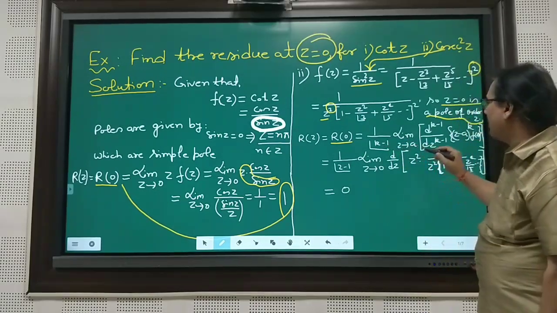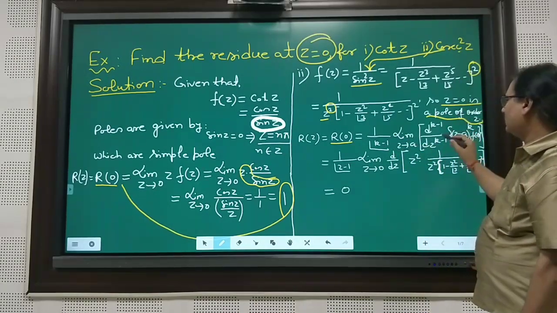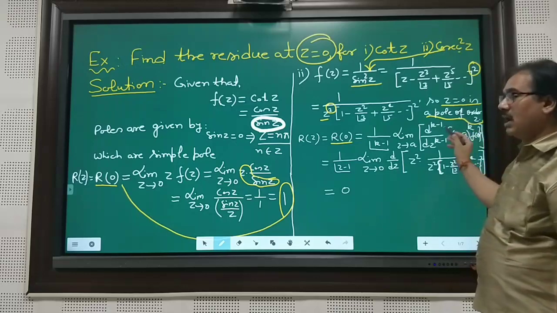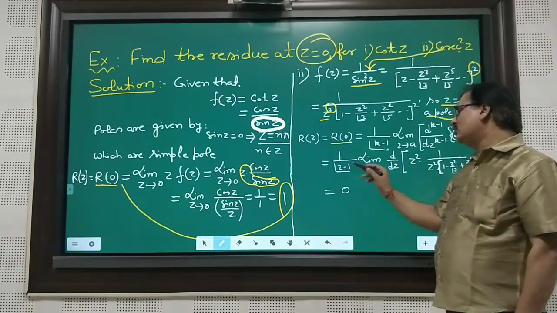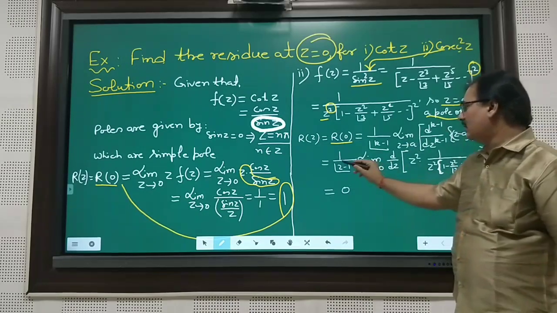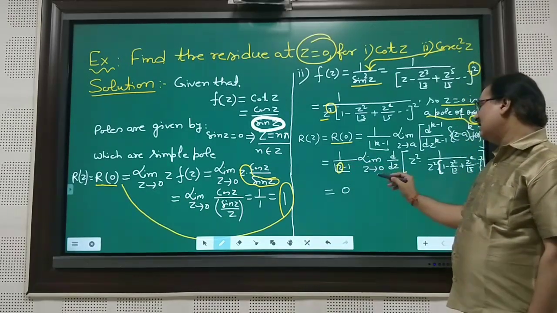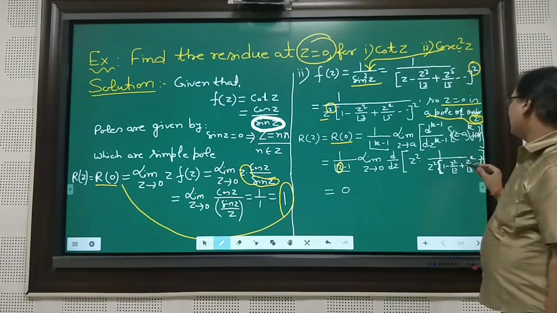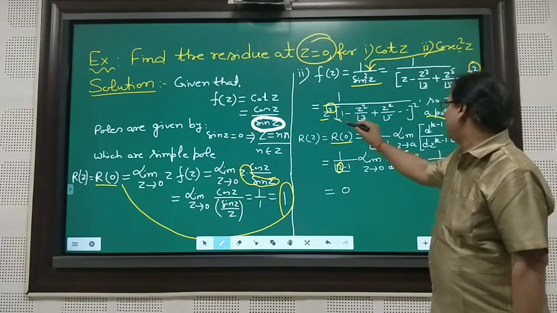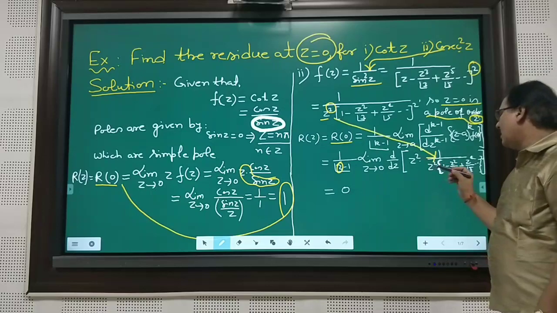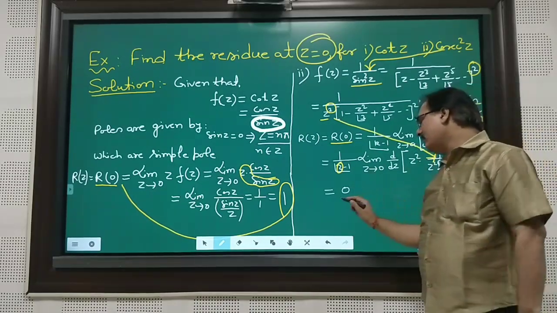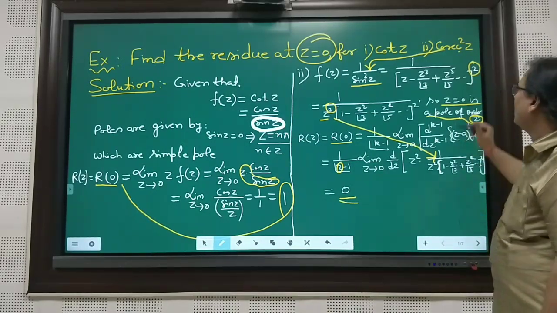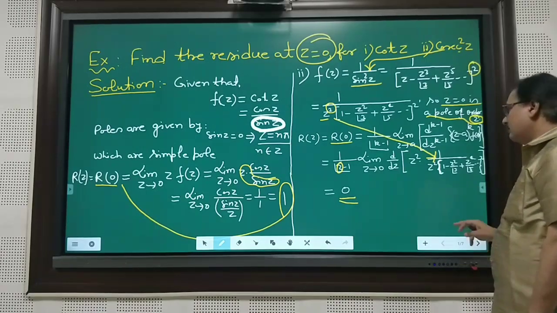R(a) equals 1 over factorial k minus 1, limit z tends to a, d^(k-1) by dz^(k-1) of the bracket (z minus a) power k f(z). Now applying this, here k is 2 because of the pole of order 2. So 2 minus 1, limit z tends to 0, d by dz of z square f(z), and again you can write like this. Then you can take z square outside, because you have already written it from here. So this will cancel out and the value will be 0. After some simplification, you will get 0. So the residue at z equal to 0 in the second problem is 0.